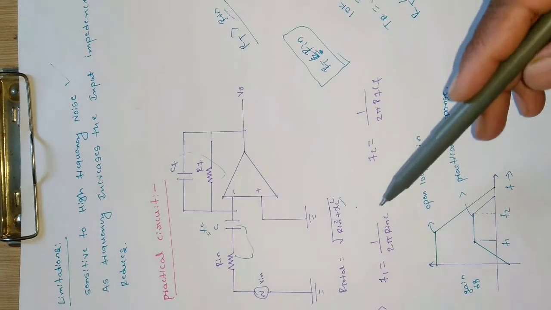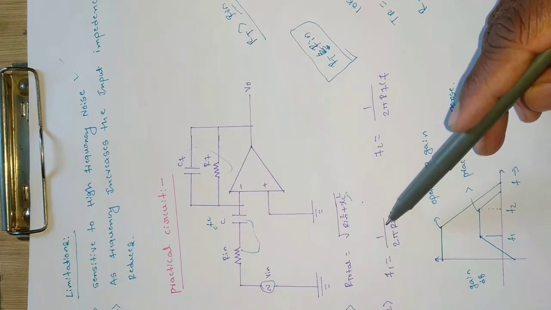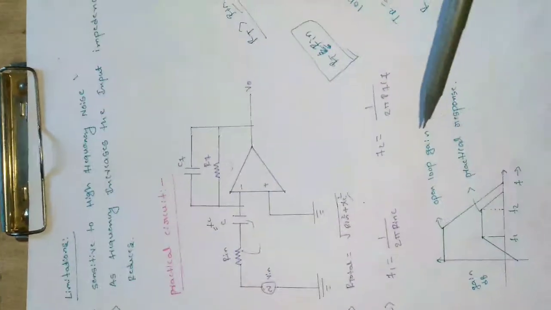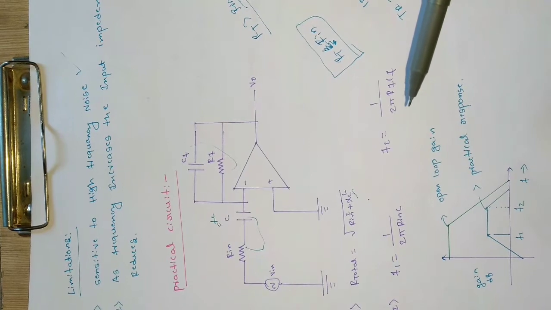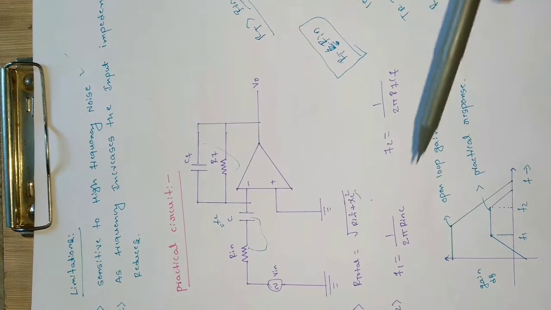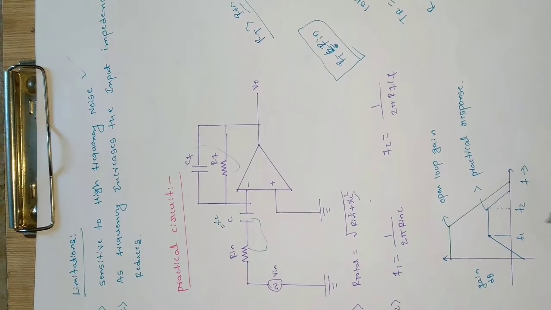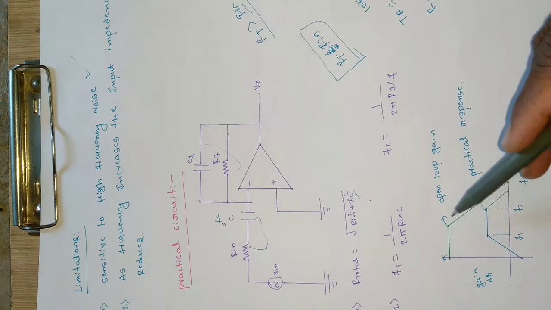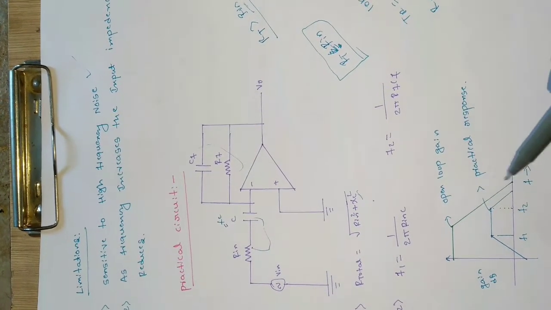The first cutoff frequency F1 will be equal to 1 divided by 2 pi Rin into C, that is this combination, and the second cutoff frequency will be equal to 1 divided by 2 pi RF into CF. So depending on the two frequencies, there will be two cutoff frequencies, and the frequency response will be, this is the open loop gain, that is an ideal one.